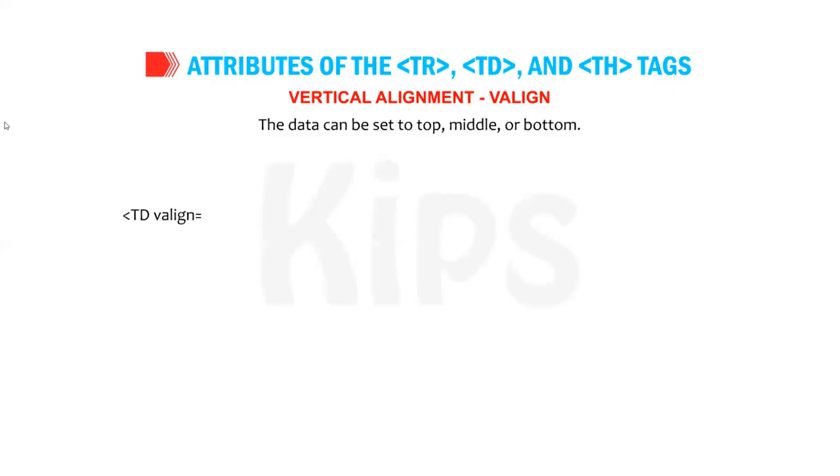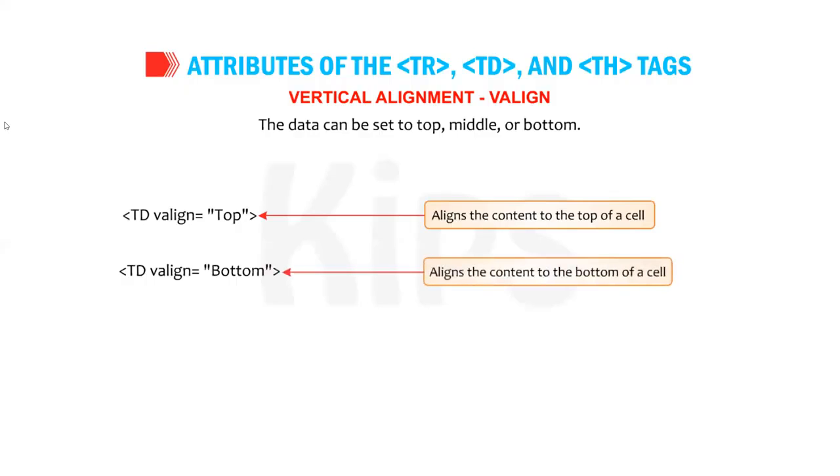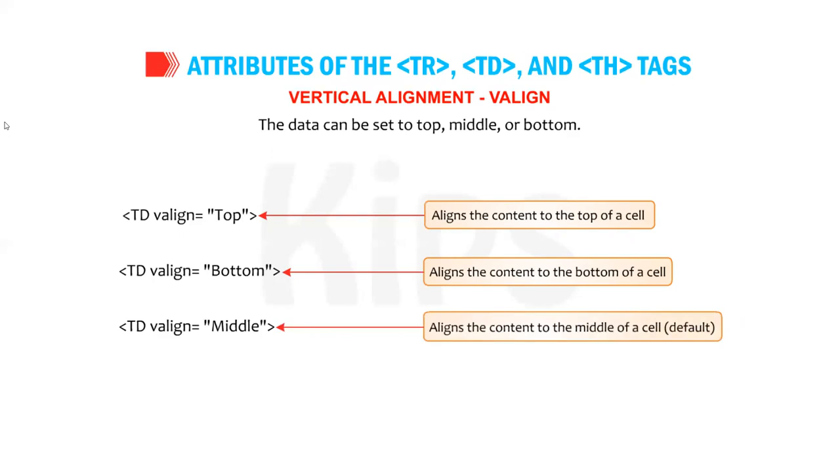TD valign="top" aligns the content to the top of a cell. TD valign="bottom" aligns the content to the bottom of a cell. TD valign="middle" aligns the content to the middle of a cell. Default.